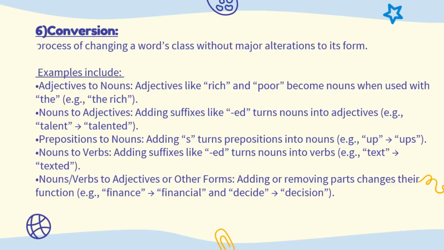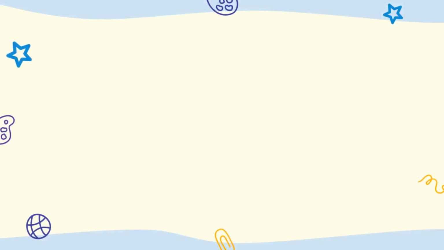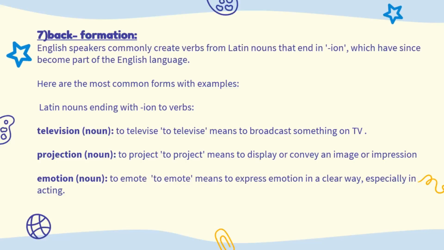Nouns to verbs, adding suffixes like -ed turns nouns into verbs, for example, text to texted. Also, nouns or verbs to adjectives or other forms, adding or removing parts changes their function. For example, finance, financial, and decide, decision. Next, back formation. English speakers commonly create verbs from Latin nouns that end in -ion, which have since become part of the English language. Here are the most common forms with examples.